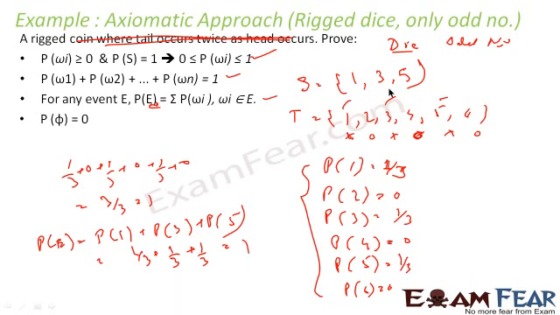If the die is rigged, it gives only odd numbers. I want to know the probability of 2. That is 0, because this is something which is not there in the output. So this becomes 0.